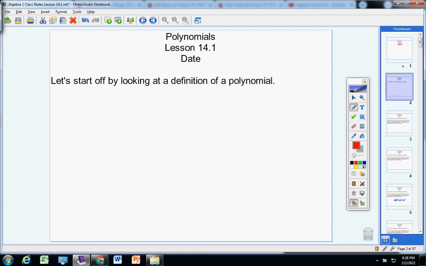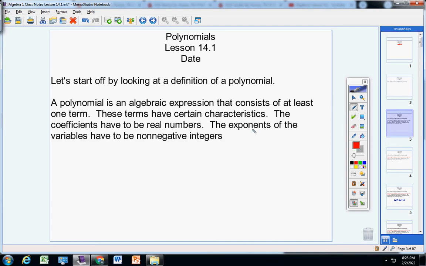Okay, so let's start off by looking at a definition of a polynomial. Okay, here it is. Now, I'm sure that certain people, whoever's running the video, will have to pause the video at different times, and that's fine. But I would like you to copy this definition down. Now, guys, I'm going to keep moving, so people will have to pause the video numerous times throughout the video.